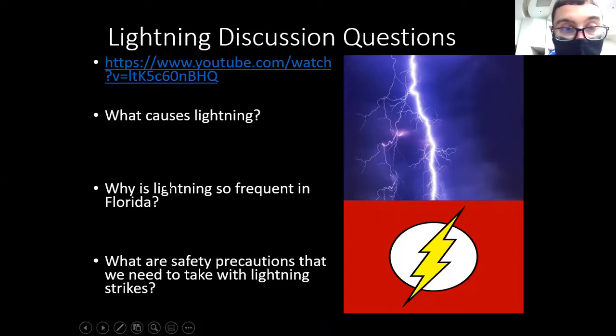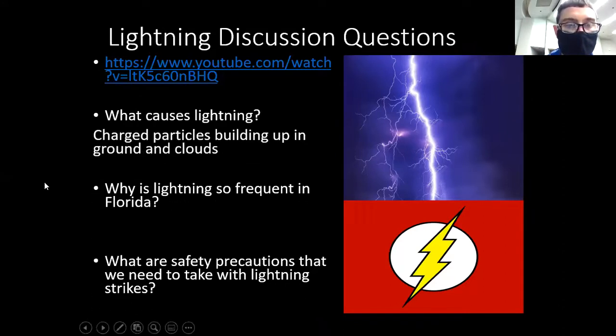Lightning. Okay, what causes it? Well, it's going to be charges, specifically charges in the clouds and charges in the ground, right? So we've got charged particles building up in the ground and the clouds. That's what causes our lightning. You're going to have opposite charges in the ground and in the cloud. It's going to build up and create those bolts. We'll explain more of that later.